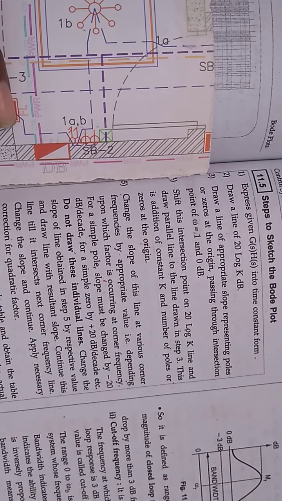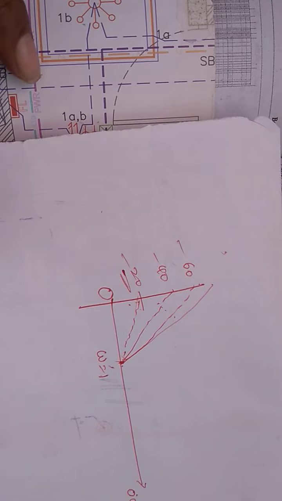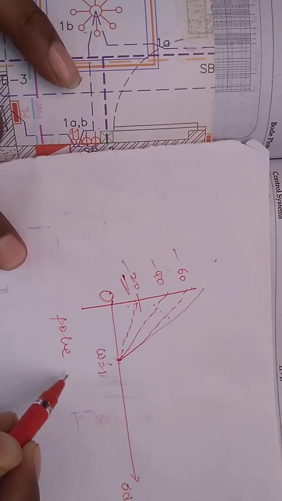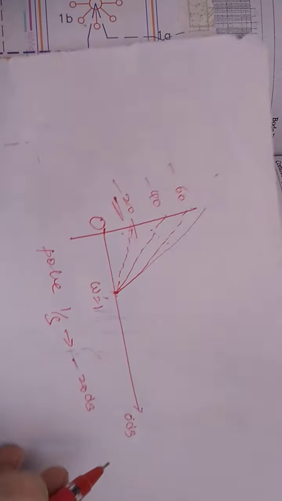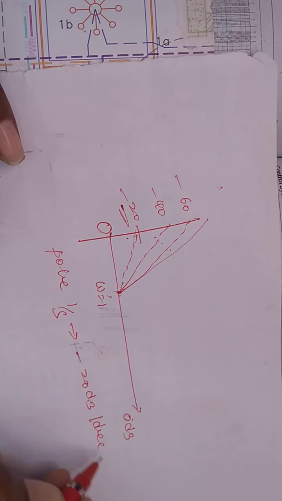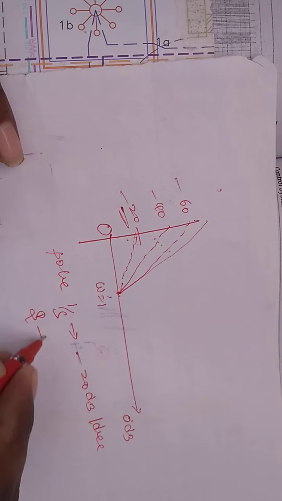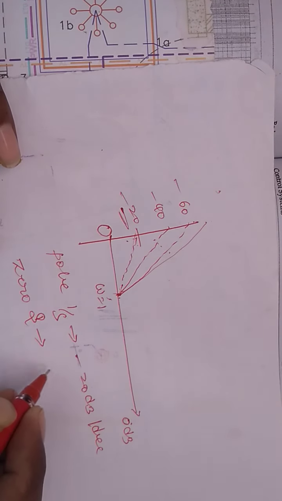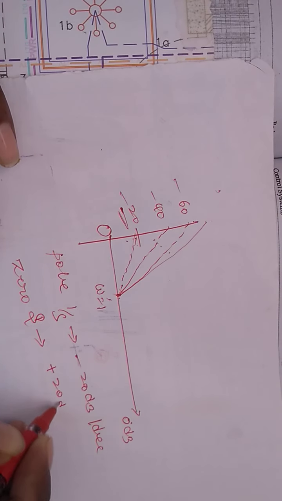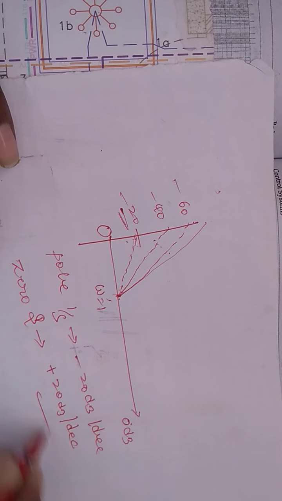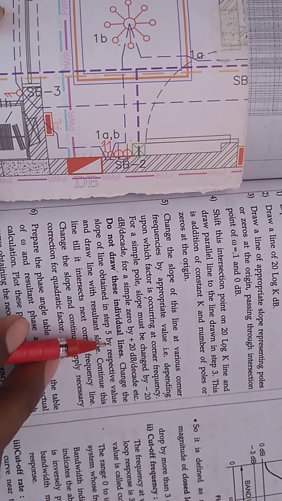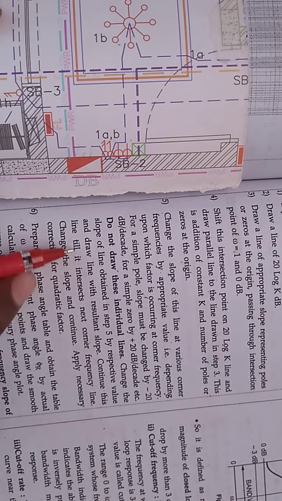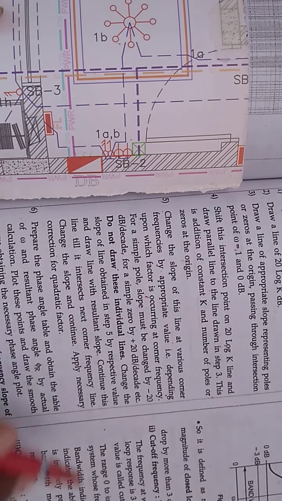For any given problem having poles, if it is one pole at the origin, the slope will start from minus 20 dB per decade. Clear? If it is zeros, one zero at the origin, then the slope will start from plus 20 dB per decade. These 2 points we keep in mind. Then change the slope of the line obtained from step 5 by the respective value and draw the line with the resultant slope.